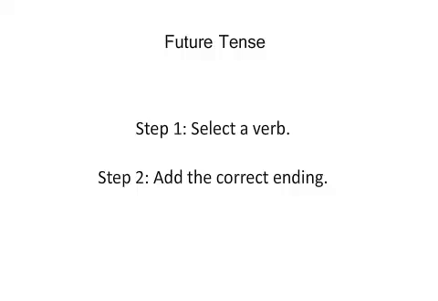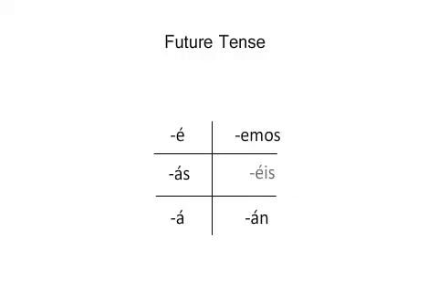The future tense requires two steps, and this is going to be a little bit different than other tenses that you've learned. The first step is to select a verb, and the second step is to add the correct ending. We do not, with the future tense, cut off the AR, ER, or IR before adding our new endings. We leave them there. These are the endings for the future tense, and since we're not cutting off the AR, ER, and IR, we don't have any reason to distinguish between AR endings and ER and so forth, so we only have this one set of endings.